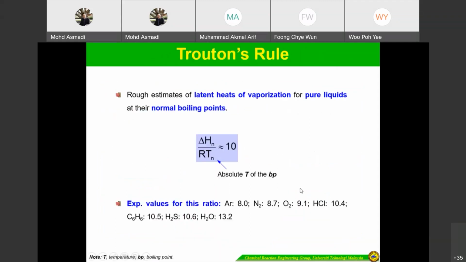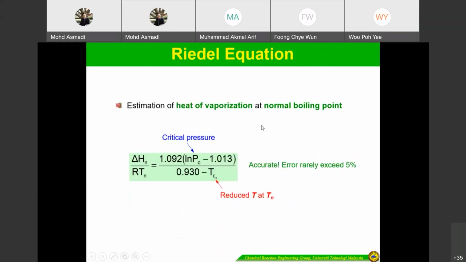Okay. So this is Thornton's law. Look here: latent heat of evaporation of a pure liquid at the normal boiling point, for example, like argon. But this one is not really accurate. That's why we call it approximation. I would like to suggest this one: you can use the Riedel equation. The accuracy is about 5%.